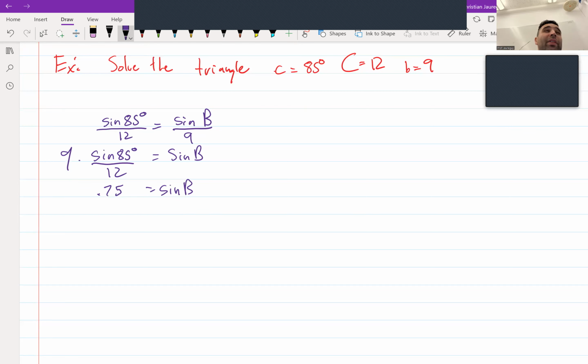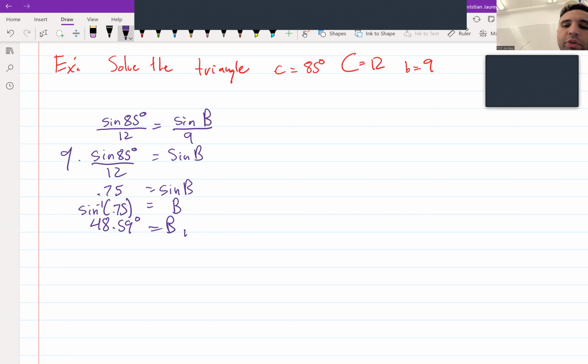When you're working on MyOpenMath, I recommend trying not to round, or if you need to round because your calculator is kind of not as helpful, especially those of you using iPhone calculators, make sure to round to at least 4 decimal places so we do it correctly. But anyways, sine of B equals 0.75. Sine inverse, B equals sine inverse of 0.75. Big B is 48.59 degrees. We can call this B1.